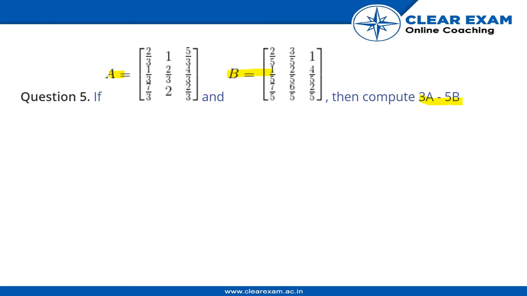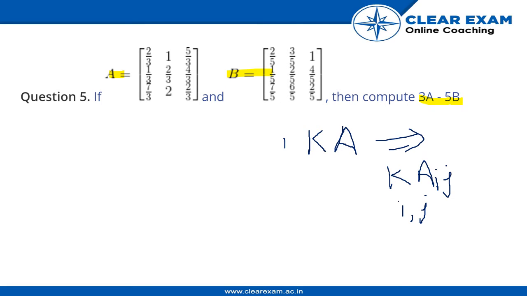So, let's talk about the properties that we are going to use in this question. The first property is that when we multiply a constant k to a given matrix, say A, then that constant is multiplied to every element of that matrix. That is, k into aij for every i, j. This is the first property.